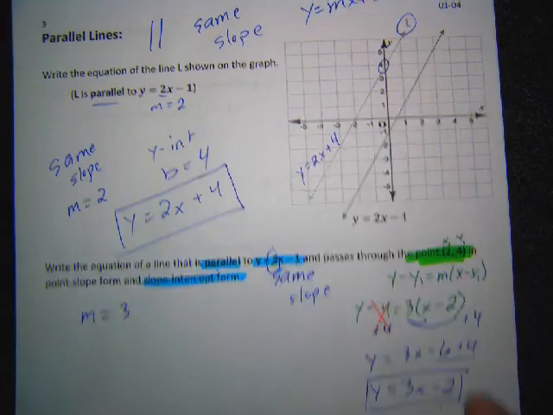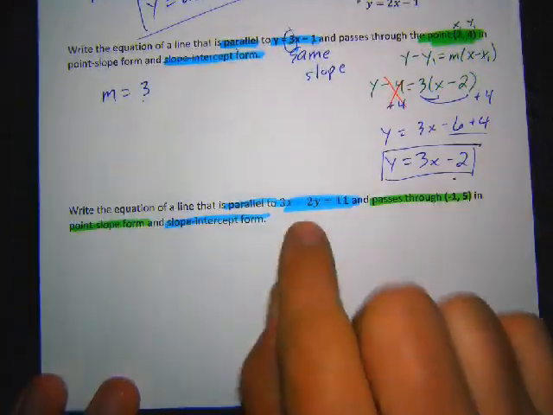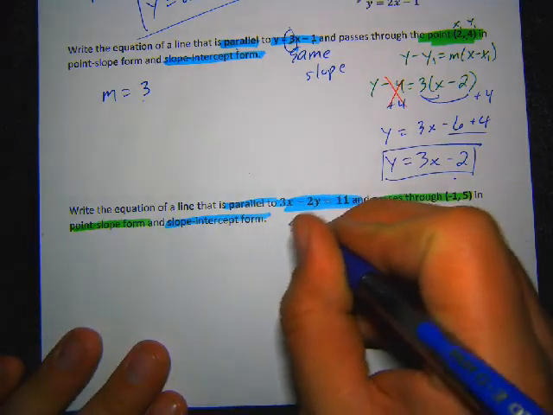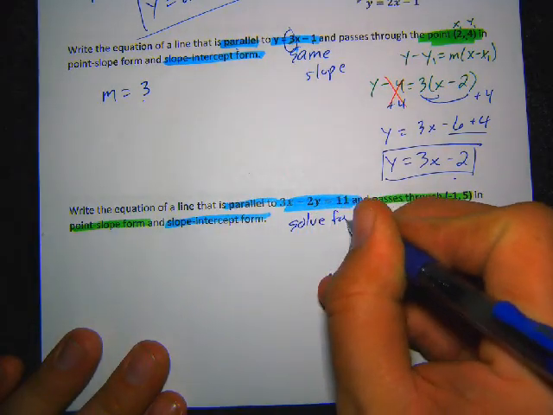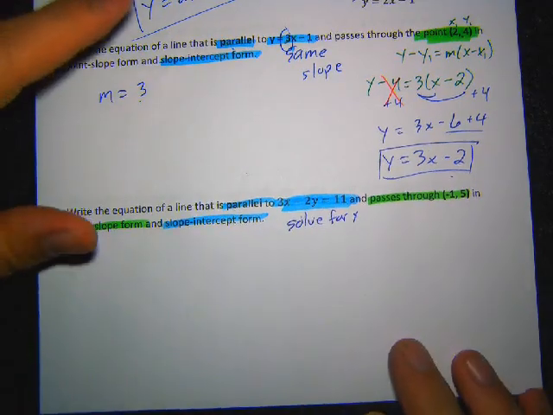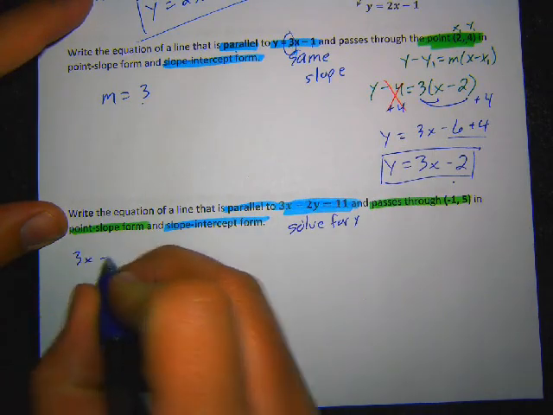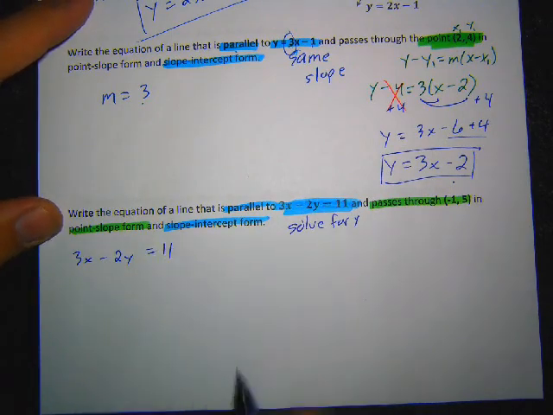But that's still kind of hard. So we usually like to have it in that slope intercept form, because that's really easy. So something like this, first thing we're going to do is solve for y. Because if we solve this equation for y, then we can get an idea about what the real slope is. So I'm going to take that 3x minus 2y equals 11.